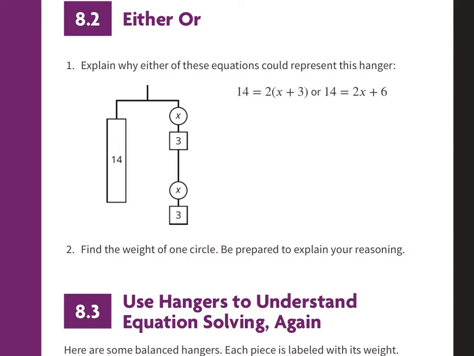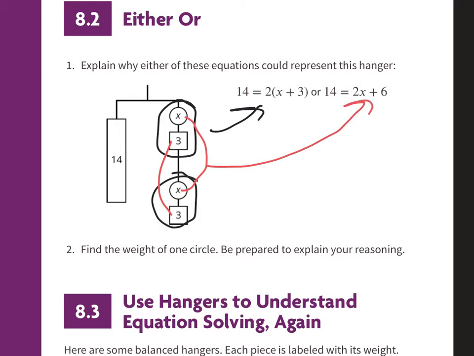Okay. Well, if you notice, there are 2 groups of x plus 3 here. We have the first group right here, and we have the second group right here. So 2 groups of x plus 3, that's where the first one comes in. And the second one, they just combine. x plus x is 2x, and 3 plus 3 is 6. So they just get rid of the parentheses. So that's how both of them work.